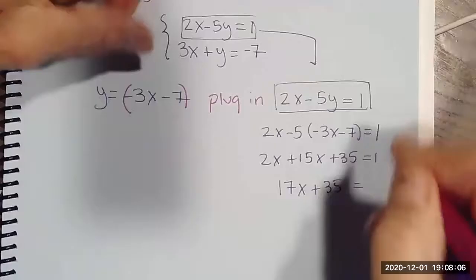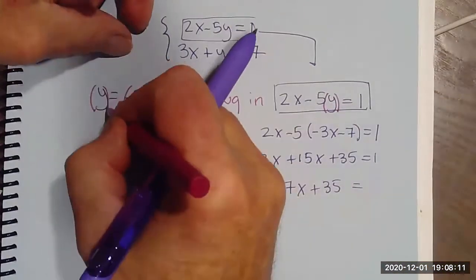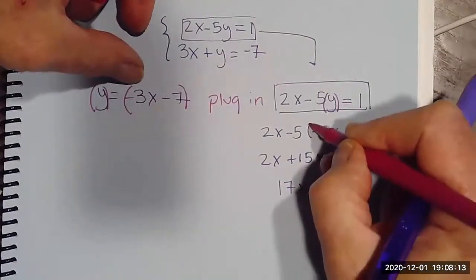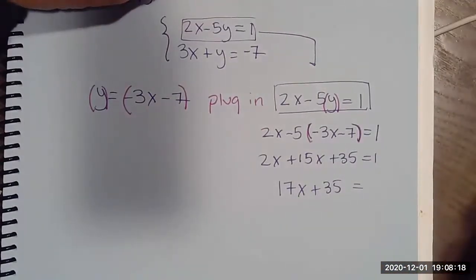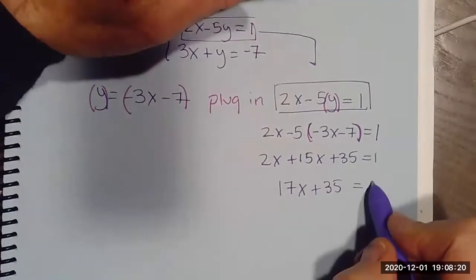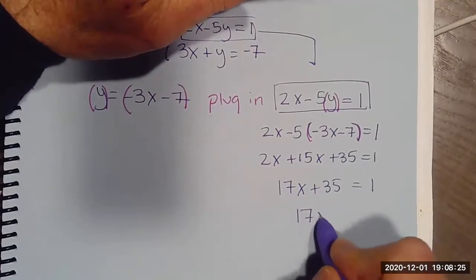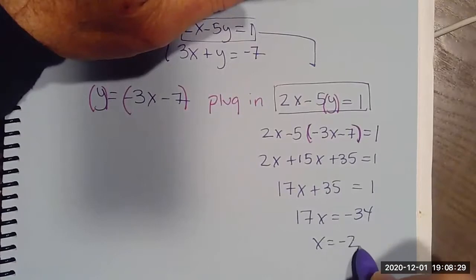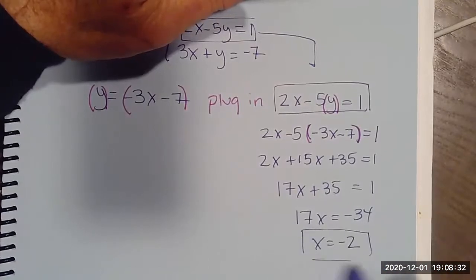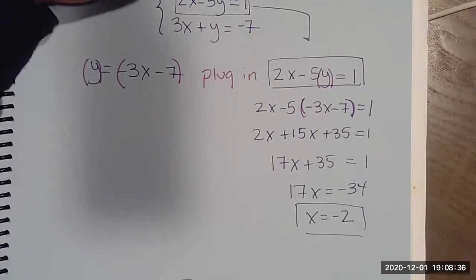See the pink parentheses right here goes around the y, and then this is your pink parentheses right there. So then you end up getting 17x equals -34. I agree. You divide by 17, so 34 divided by 17 is going to give you x equals -2.